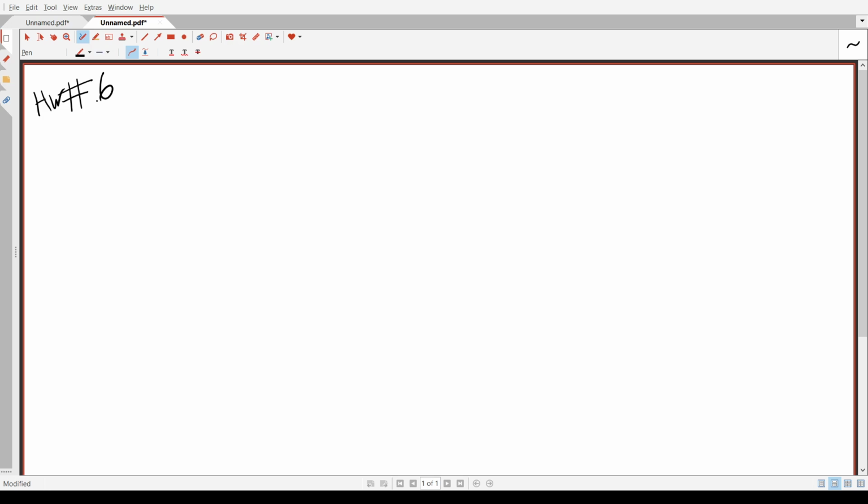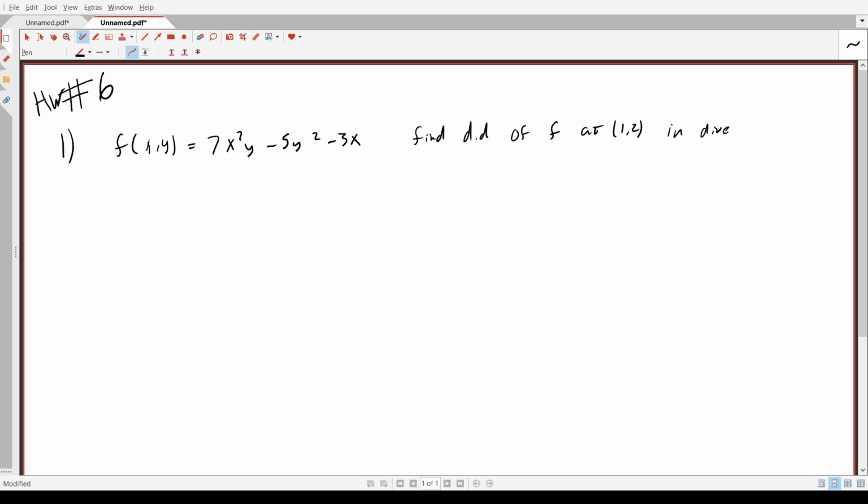Okay, question 1. It says let f of x, y be 7x squared y minus 5y squared minus 3x. Find the directional derivative of f at 1, 2. So at this point in the direction 3i plus 4j.